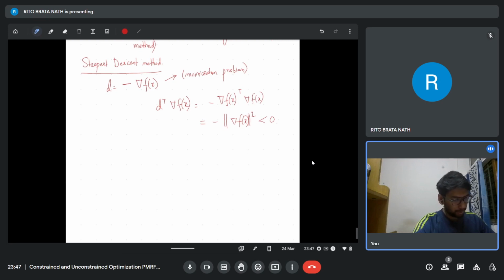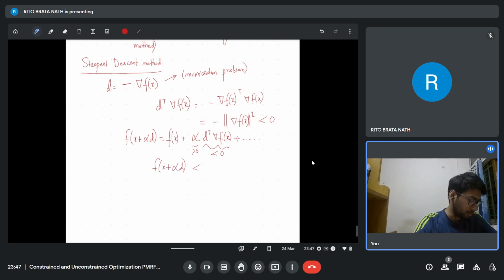Again, you can prove it using the Taylor series expansion. I'm not going into the details of it, but mostly what happens is fx plus alpha d is fx plus alpha d transpose gradient of fx, plus some higher order terms. If you neglect higher order terms and set this to less than 0, and alpha is set to some positive number, then what you'll end up with is fx plus alpha d being less than fx.